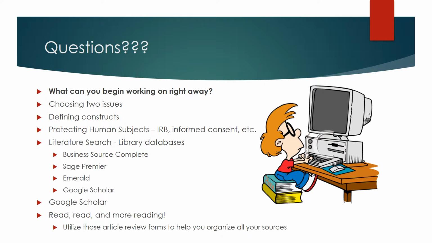I recommend beginning with the library databases, so you can access those through HPU Pipeline. The first database that I would go to is Business Source Complete. That's where I begin all my research lit searches. You might also consider Sage Premier and Emerald as alternative databases. I would recommend searching all of them just to see if there's any research articles that were not included.